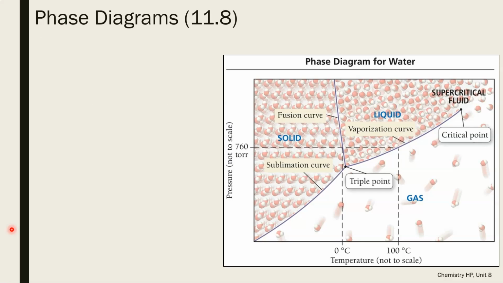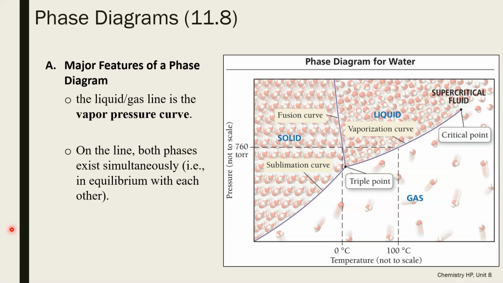All right, so again we have our phase diagram. Major features of a phase diagram: the liquid and gas line is the vapor pressure curve, which I just showed you a moment ago. On this line, both phases exist simultaneously, so they are in equilibrium with each other. So right along this vaporization curve, if the liquid and the gas occupy any specific pressure and temperature that puts it right on this curve, that tells us that we have a liquid and a gas in equilibrium with each other.